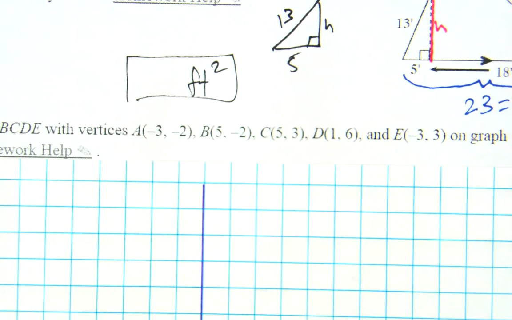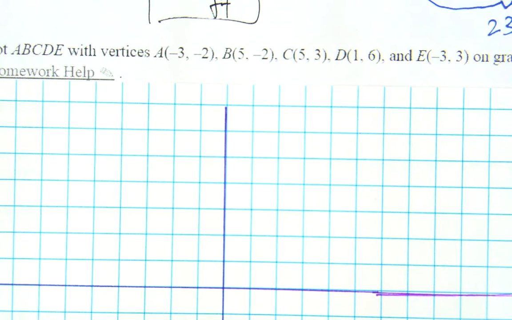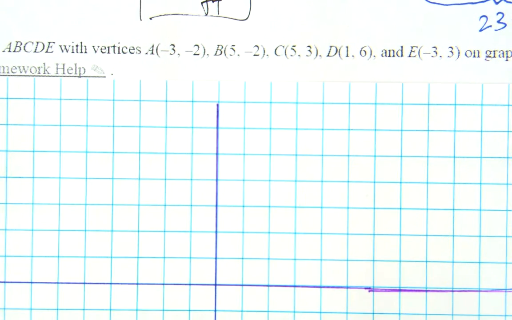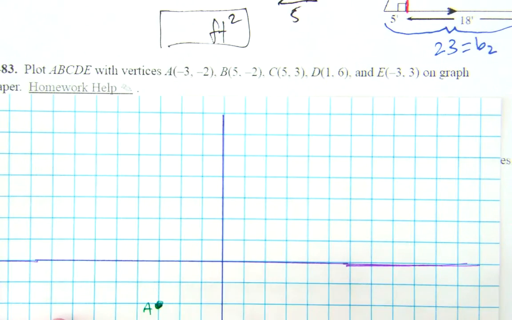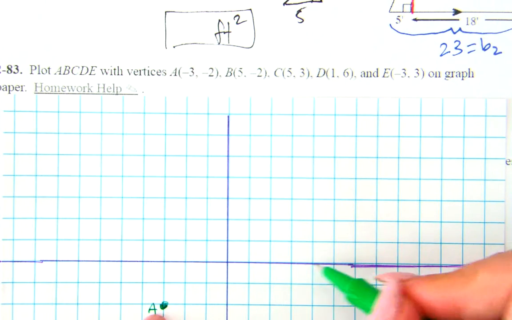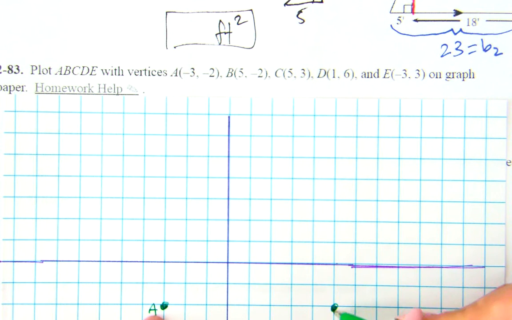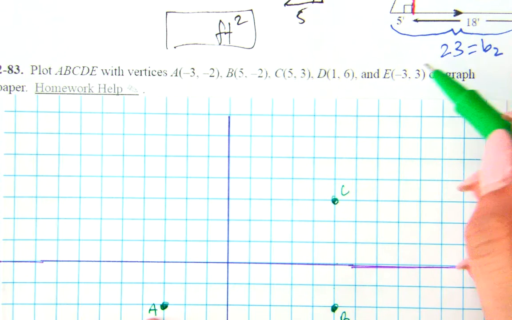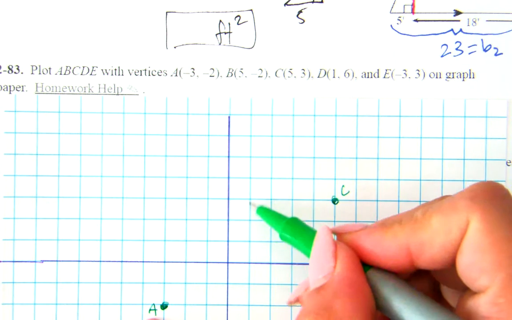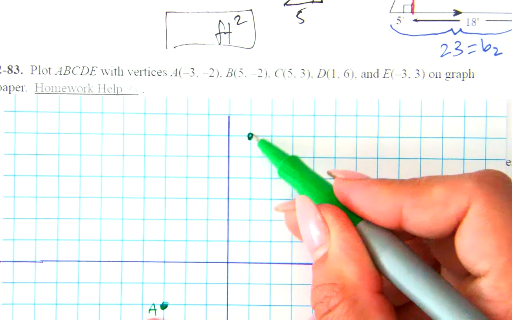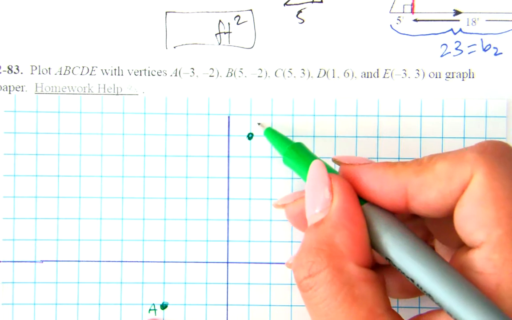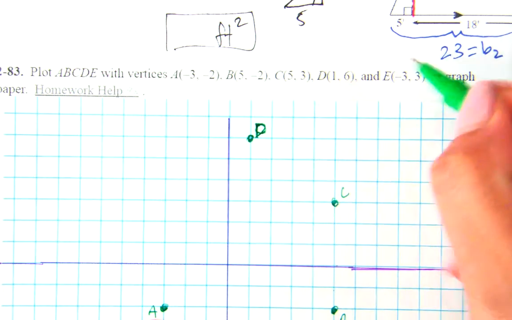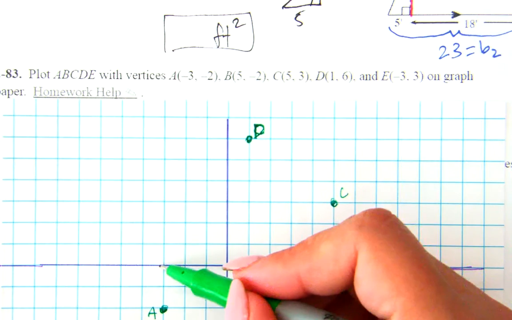Let's see. A is, what's A? -3, 2. -3, -2. Alright, that works out. There's A. There's B. 5, 1, 2, 3, 4, 5, -2. B. C is 5 and 3. D is 1 and 6. Let's see. No, that's D. Sorry, I already have a C. And then E is -3, 3.